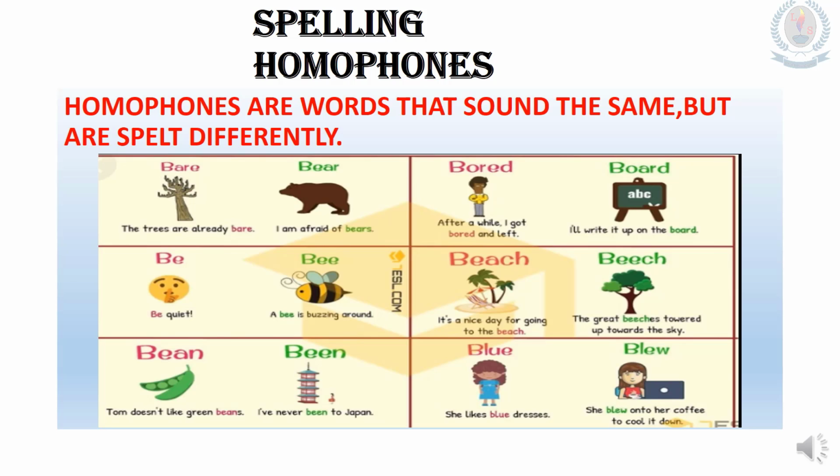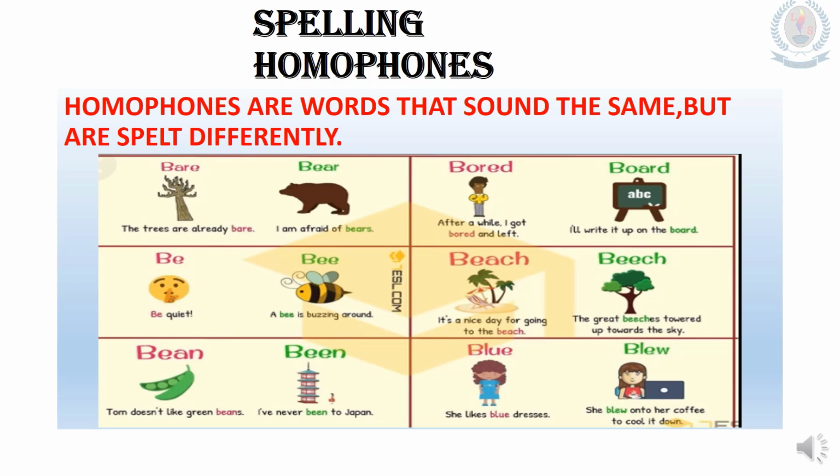Bear and bare. You can see pictures. Bare branches: the trees are cleared, already bare. The second picture: I am afraid of bears. Bored and board. After a while I got bored and left. In the second picture, I'll write it up on the board.